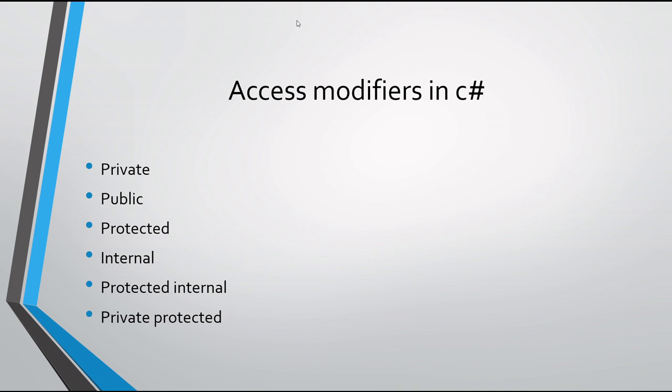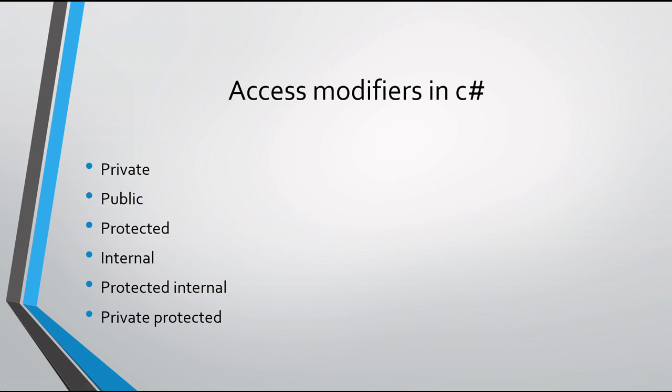It means suppose I declare a class and in the class I have some methods and some variables. I want to define who can access my methods and variables. That is called the access modifiers, right? Or class. So how many types of access modifiers do we have? You can see on the screen: private, public, protected, internal, protected internal, and private protected. These are the six access modifiers in C sharp.